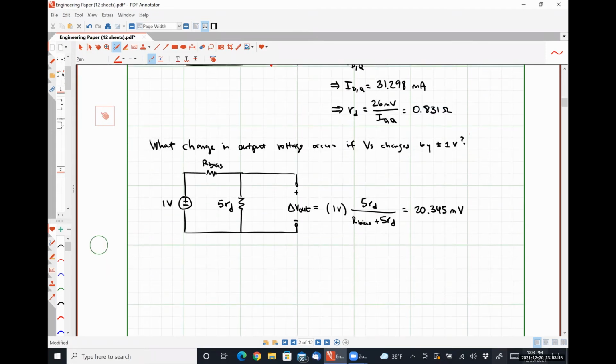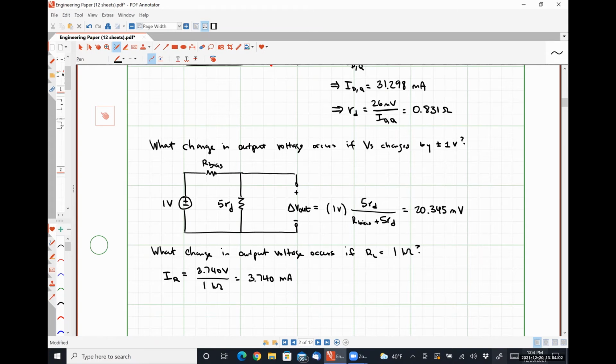So if we were trying to answer the question, what change in output voltage occurs if RL is equal to 1 kilo ohm, IR would be 3.740 volts divided by 1 kilo ohm, which is 3.740 milliamps.